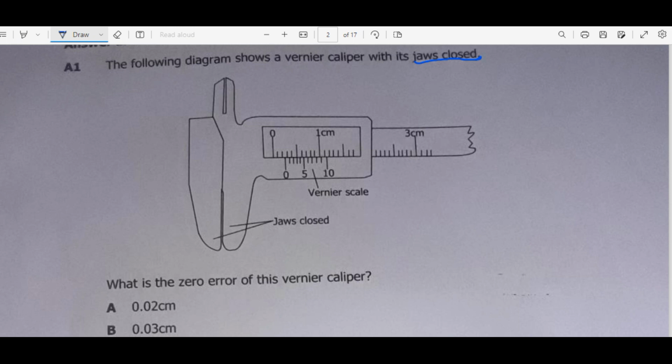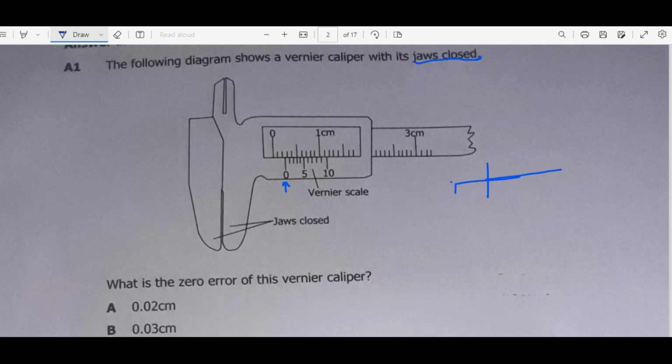Now, away from that, we can have a positive zero error or a negative zero error. So if we have this situation, if the zero of the vernier scale is to the left of the 0 of the main scale, then we are going to have the negative zero error. Now for the case that we have here, we can see that this 0 is to the right of the main scale, so we are going to have a positive zero error. Now how do we find this positive zero error? So you do this.